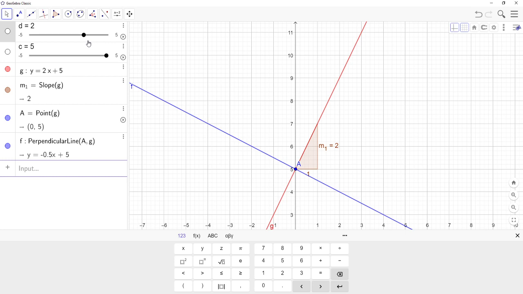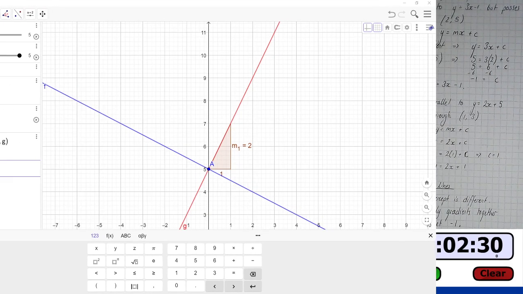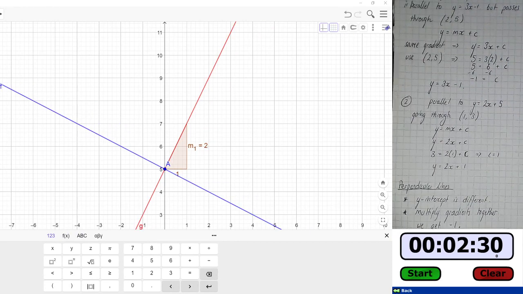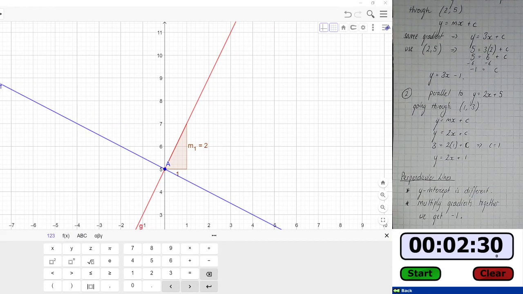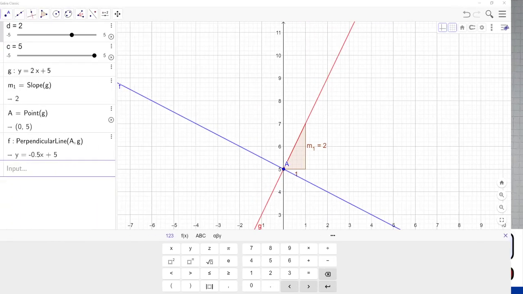So if we multiply the gradients together, what we get is -1. And that is not an obvious or immediate thing to think, but it ends up actually being true. I'll bring the paper notes back in 1 second.